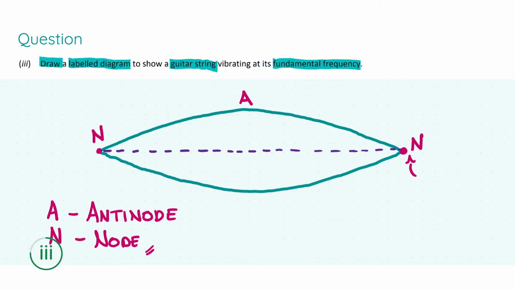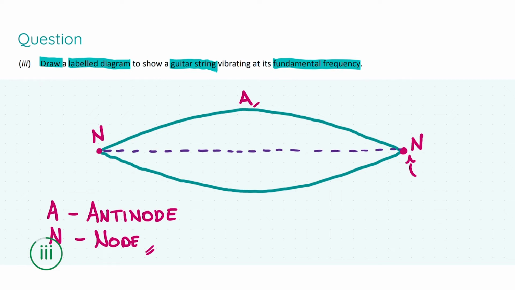We have nodes at each end because they are held down, so we're not going to get any vibration, no energy there. And you're going to have your amplitude in the middle. This would be the fundamental frequency, the simplest way you can have this laid out.